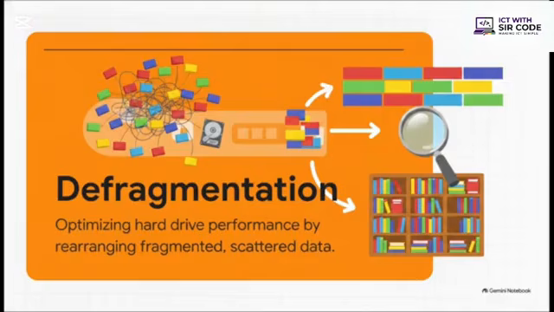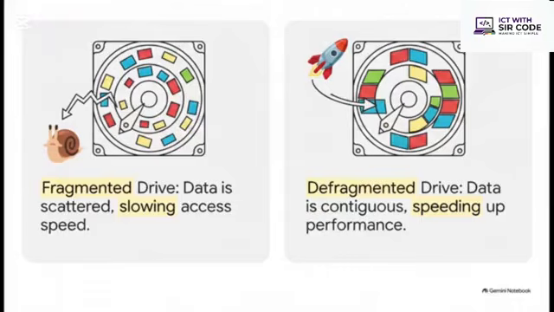Think of it like a really messy, disorganized bookshelf. Instead of having volumes of an encyclopedia scattered randomly across different shelves and rooms, defragmentation goes in and groups them all neatly together in perfect sequence. Let's look a little closer at the actual mechanics here.